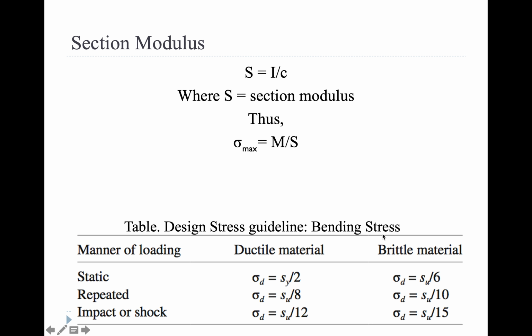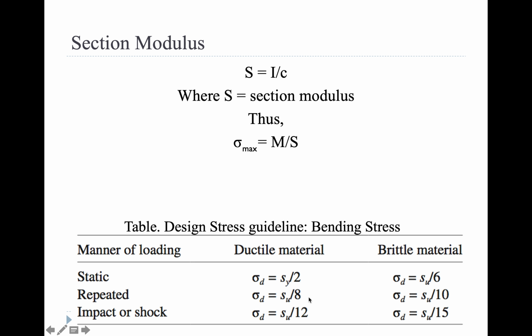Among those, all of these sigmas with the D are sigma design. Then S_Y is the sigma yield. Remember when we talked about the stress-strain diagram in class, the yield is when a material starts to permanently deform. Just like if you take a paperclip and bend it and it doesn't go back, you've permanently deformed it. You've gone past its yield point. This is the only one that has yield. All the other ones are S_U, which are ultimate. Ultimate is the maximum amount of stress that a material can take.